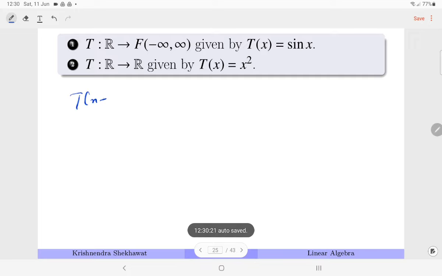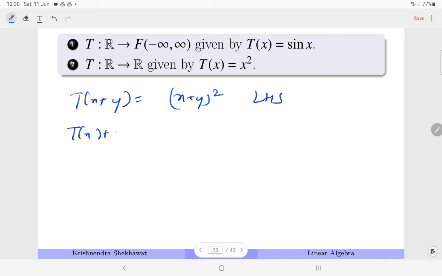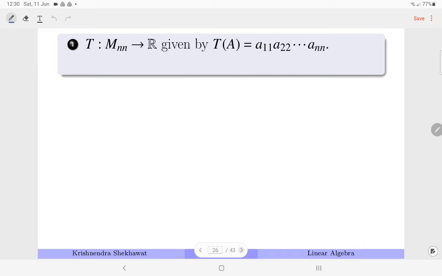Again, if I take T of x plus y, so left hand side is x plus y square, and the right hand side is x square plus y square. Again, if you choose x equal to 1, y equal to 2, left hand side is 1 plus 2 squared, which is 9, and right hand side is 1 square plus 2 square, which is 5. They are unequal, and therefore it is not a linear transformation.